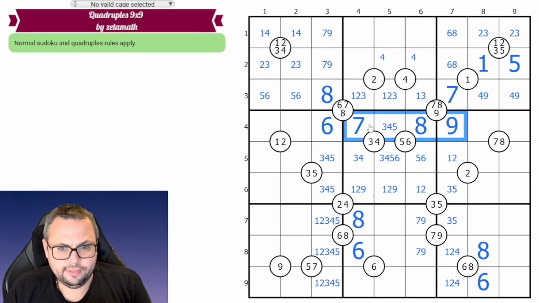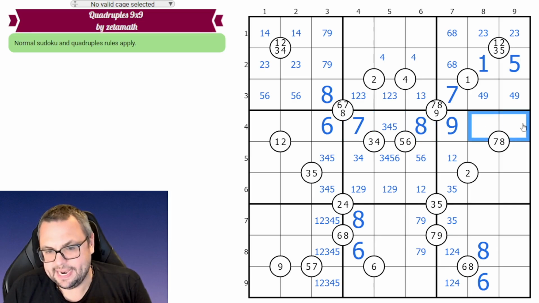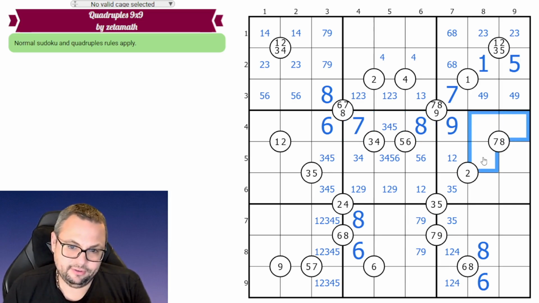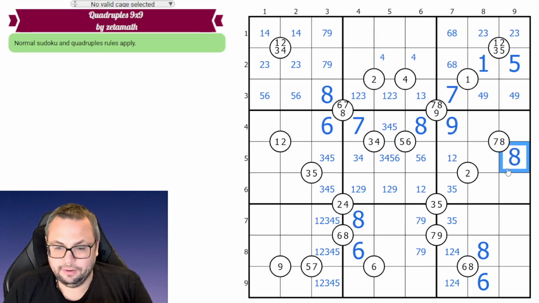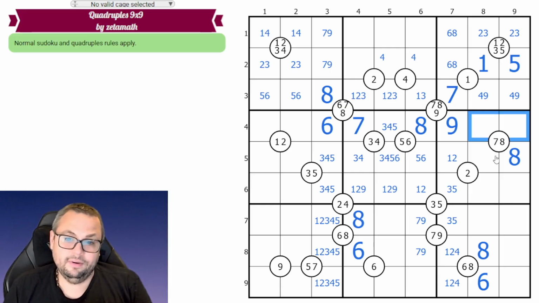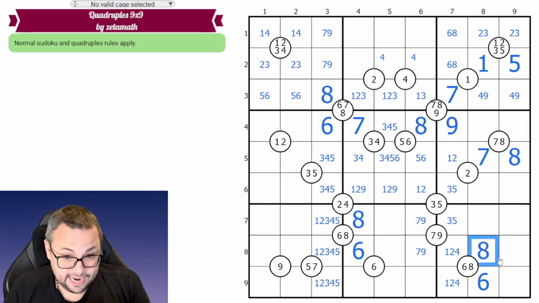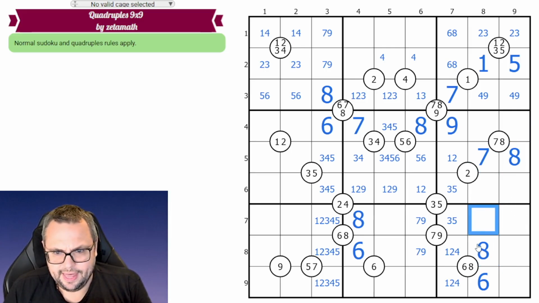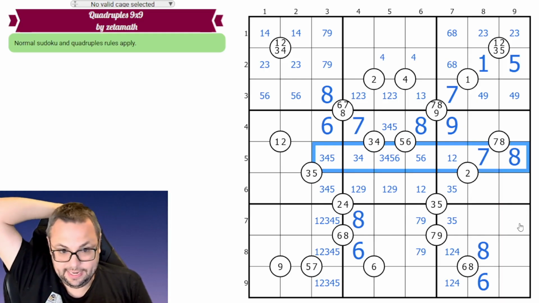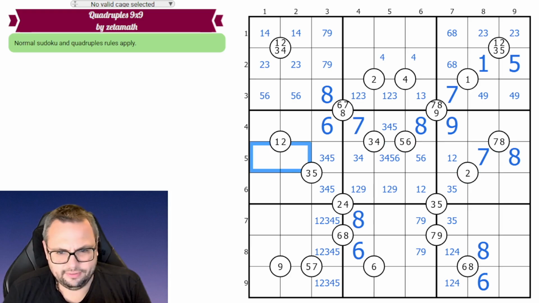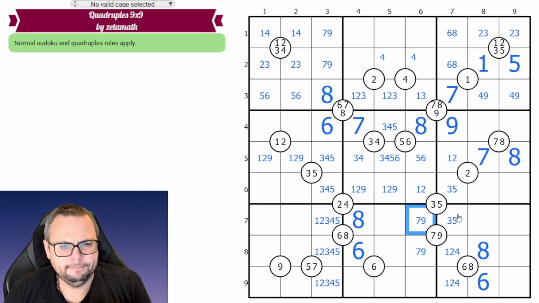I also noticed that this 7, 8 rules 7 and 8 out of these cells. In fact, if I just look at this, where does the 8 go on this quadruple? Actually, by Sudoku, it can only go there. Now, where does the 7 go on this quadruple? By Sudoku, it only goes there. So we can fill in that over there. And so this row needs a 1, a 2, and a 9 in it. So I guess that means these are from 1 to 9.